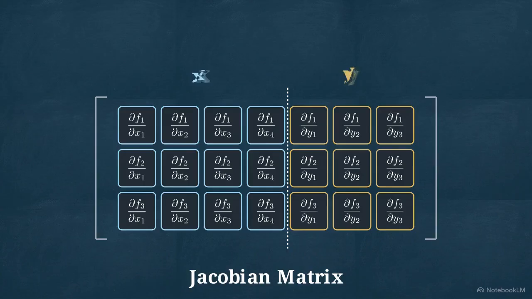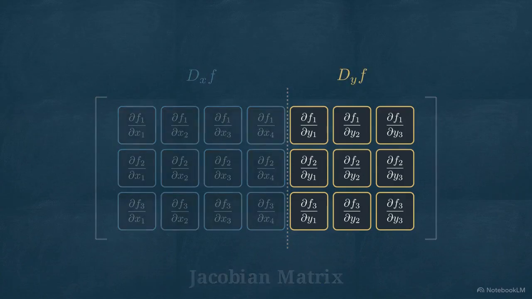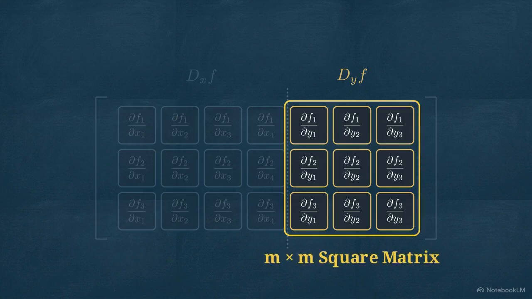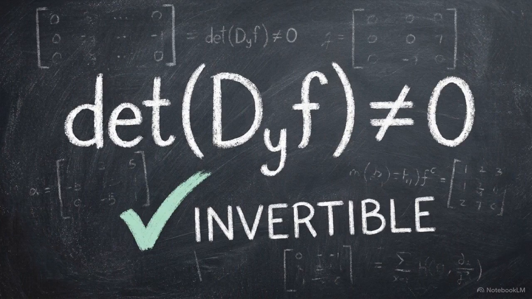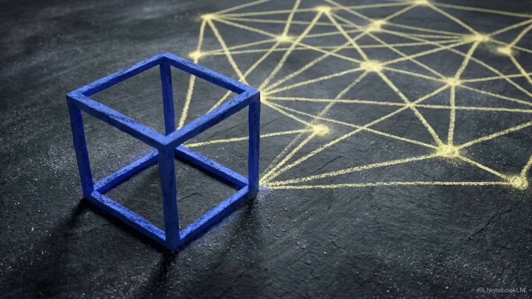We split this matrix into two blocks for the x inputs and y targets. We direct our attention exclusively to the y target block, which is a square. For the theorem to work, this square matrix must be non-singular. Its determinant cannot be zero, meaning it has to be invertible. If this block is invertible, it determines the local behavior of the entire nonlinear system.